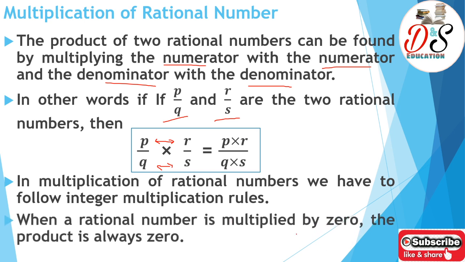And one more important thing, whenever we multiply a rational number by 0, our product is always 0. You do not have to do anything. You will simply put 0 in front of our product.